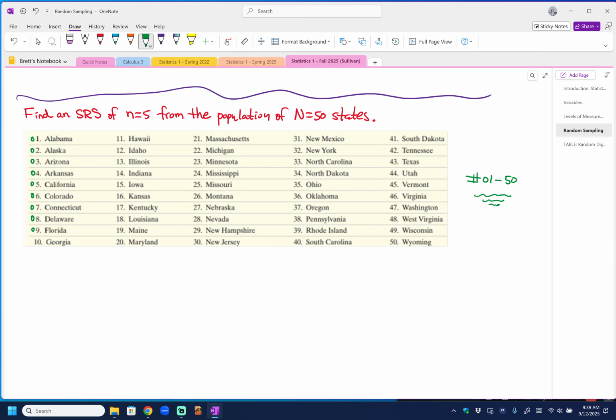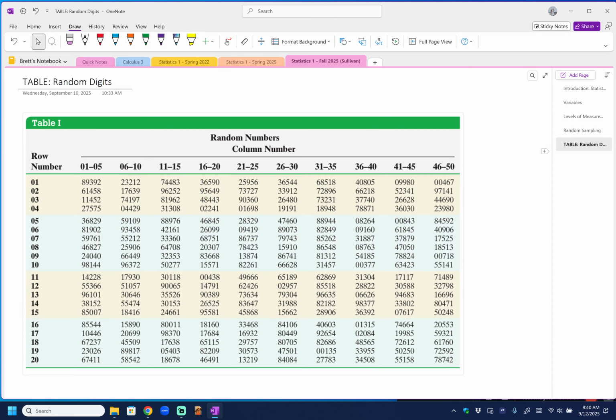Okay, so the second step of the process is we need to select our sample. So what are we doing? We're going to the random digit table. Let's assume for argument's sake that we have been asked to use row 18 and column number 9.